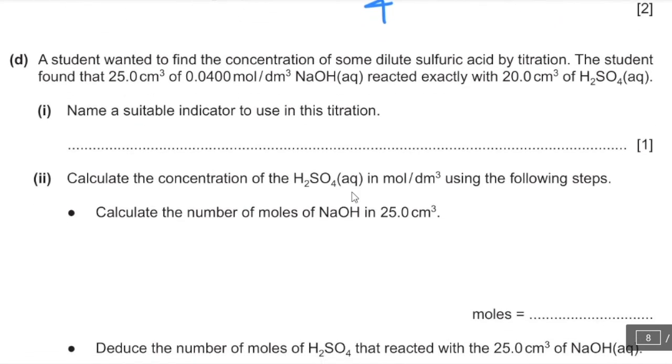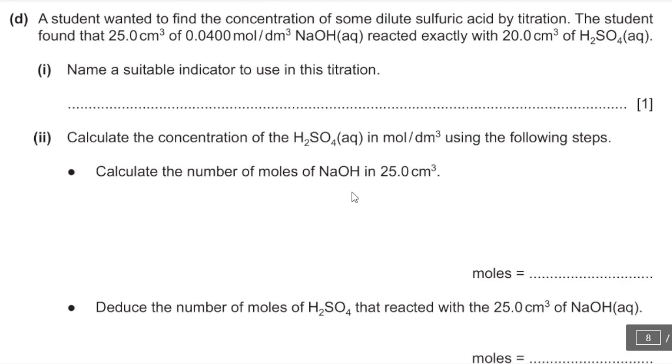D. A student wanted to find the concentration of some dilute sulfuric acid by titration. The student found that 25 cm cube of 0.4 mole per dm cube of sodium hydroxide reacted exactly with 20 cm cube of sulfuric acid. 1. Name a suitable indicator to use in this titration. So according to the syllabus, we can use methyl orange over here.